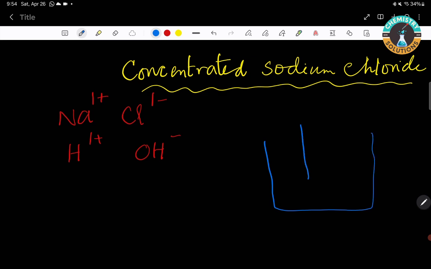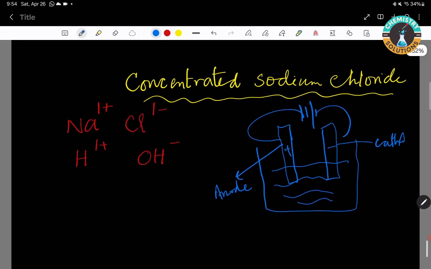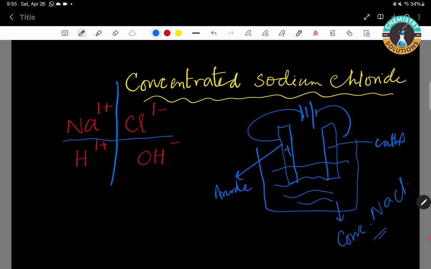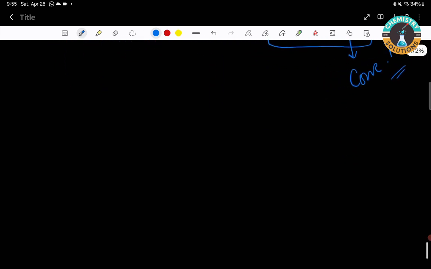If we have here the electrolytic cell, with this anode and cathode connected to the battery, positive and negative, and we have the electrolyte, that one is the concentrated sodium chloride, NaCl. So this one is the electrolyte. The point is, which ions will move towards which electrode. To understand this concept, you must know the reactivity series. And if I write the reactivity series here to give you a better understanding, which ion will go?